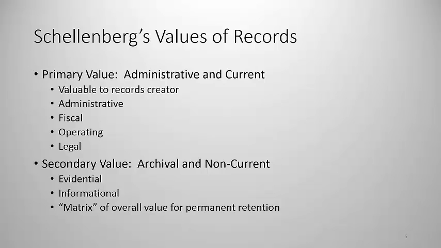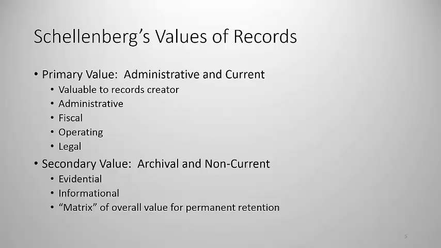Now the secondary value is archival value, and this is where Schellenberg comes into play. Schellenberg determined that these archival records should be appraised for those not only that fit into the collecting policy, but for those that provided evidential value and informational value. Those are the two archival or secondary values of non-current records according to Schellenberg: evidential value and informational value.